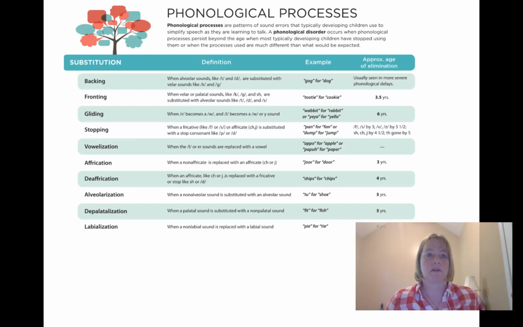So when we talk about, for example, substitution, okay, here we're talking about maybe the word rabbit, substituting the R with a W sound, so saying wabbit. That's called gliding when we're talking about substitution. Typically at 6 years of age, we start to hear children stop doing those gliding substitutions, okay? Most of these occur really around the 6-year mark.